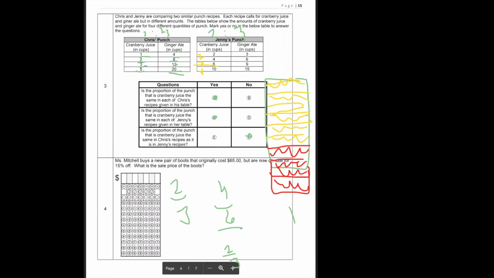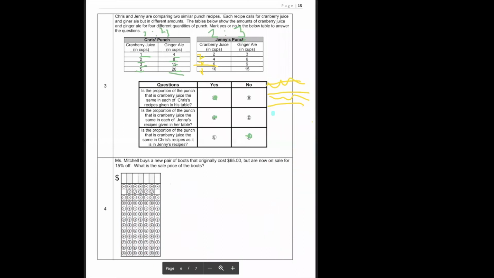So hopefully that problem was not too bad. It's just about, again, finding the ratio, finding the fraction. So hopefully that kind of made sense. Going on to number 4. It says Miss Mitchell buys a new pair of boots that originally cost $65, but are now on sale for 15% off. What is the sale price of the boots?